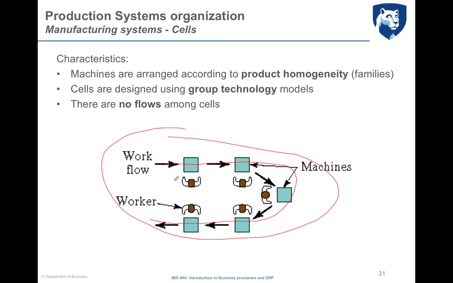So cells are production systems, or subparts of the production system, which are dedicated to specific product families or models. So there are no flows among cells, because only products of the same family go through the same cell, and each cell is dedicated to the manufacturing of just one family of products.